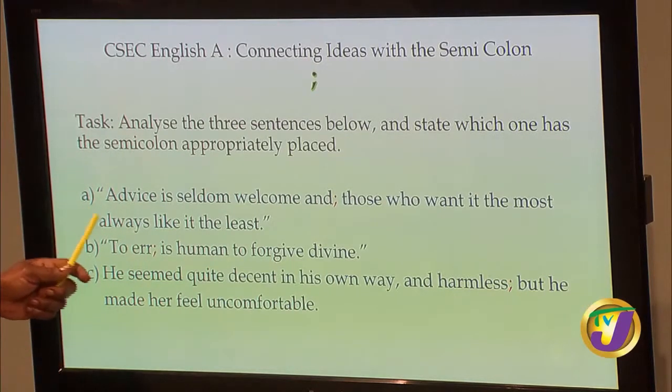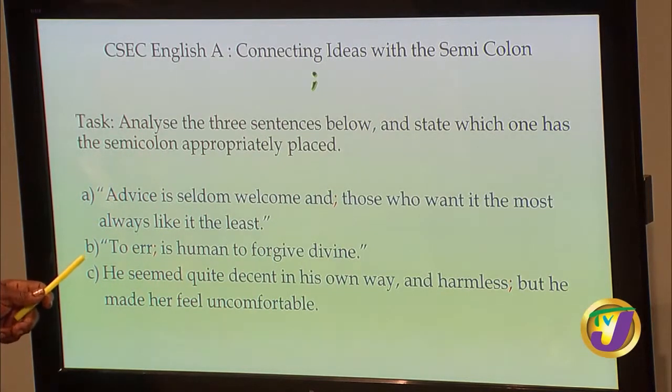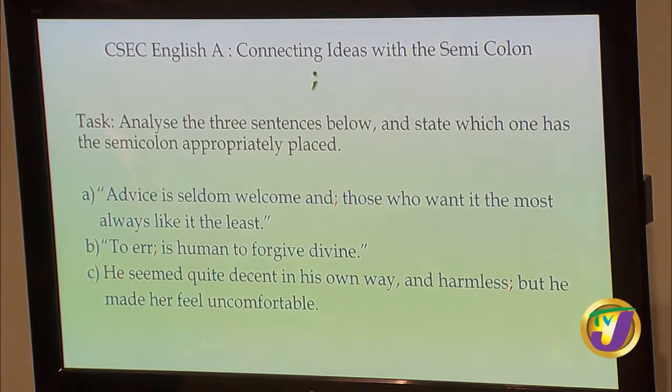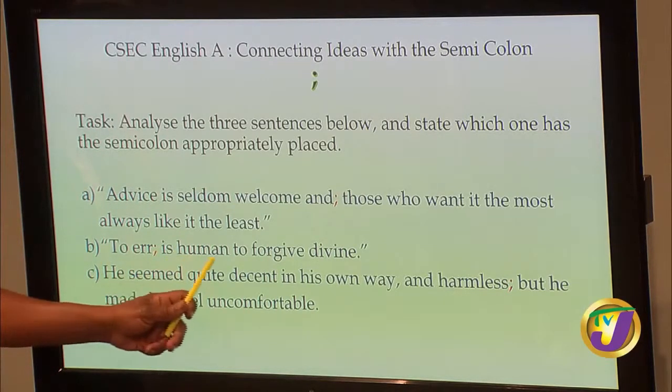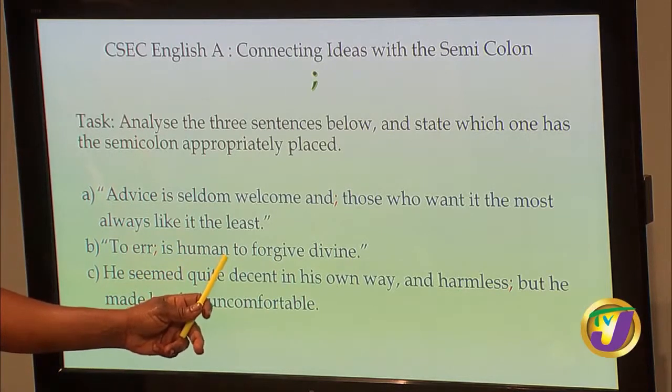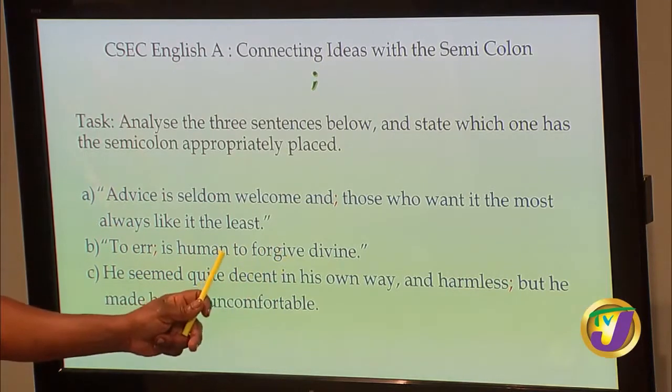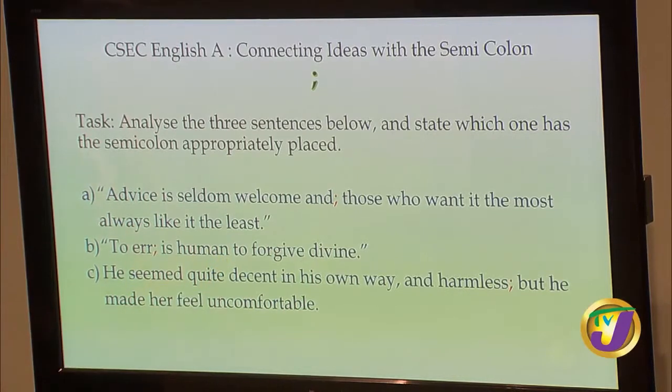Now let us look up here. What is wrong with B? To err is human, to forgive divine. Okay, then the semicolon should be at "human." To err is human. One expression, to forgive divine. So the semicolon would have to be placed right here. What about A?